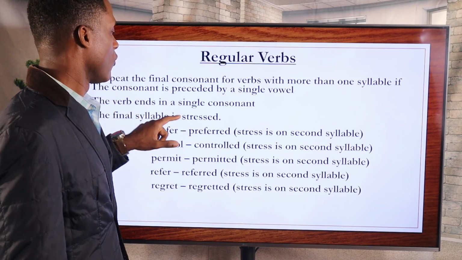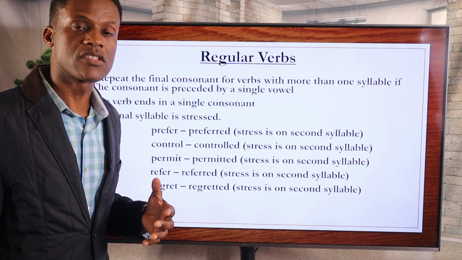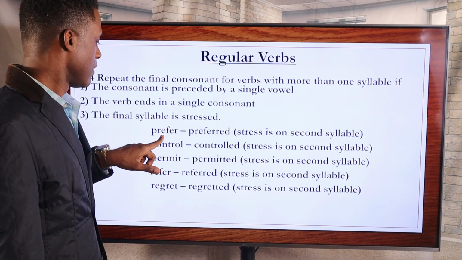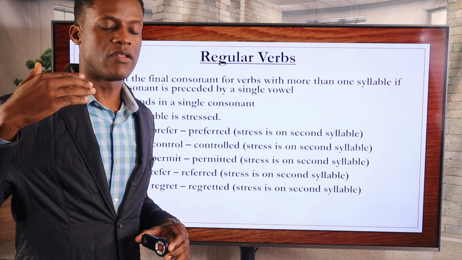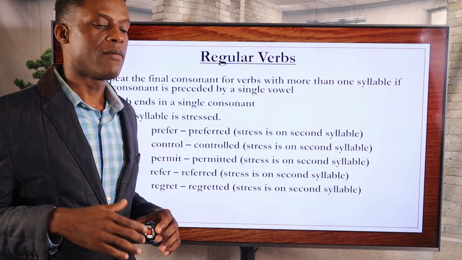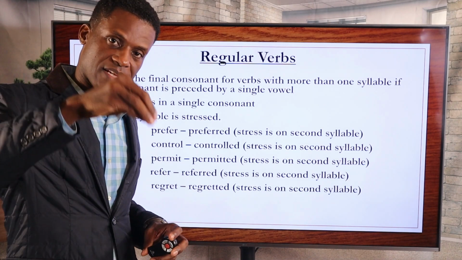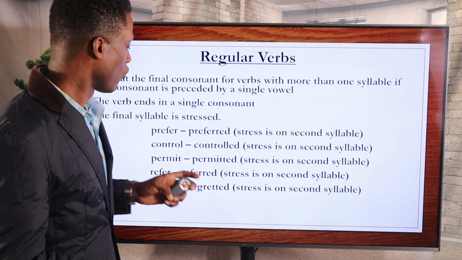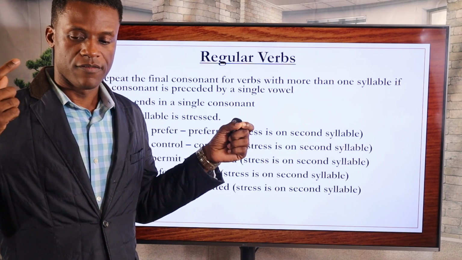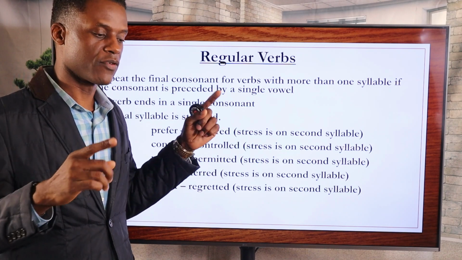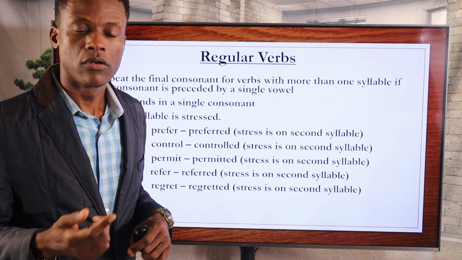Now what's interesting is this. If the final syllable is stressed, what does that mean? Take the verb prefer. The stress is on the second syllable, or the final one, since this word has only two syllables. Prefer. So it's prefer.